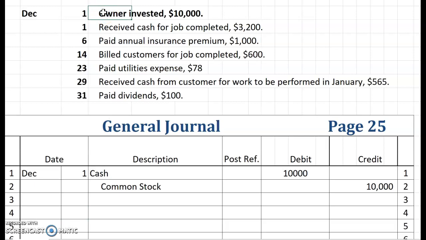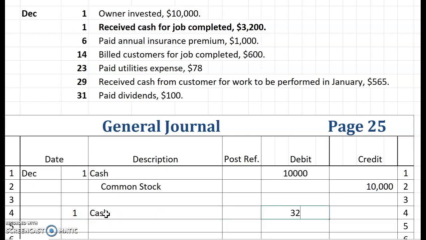The next transaction, received cash for a job completed. So again, cash is going up. So we're going to be debiting cash. So this will also be on the first. Debit cash for the $3,200. And then again, we need to indent. And since we completed a job, that means we have earned service revenue, $3,200.